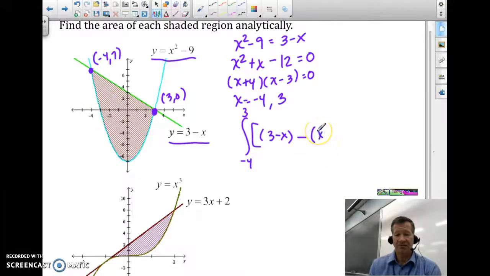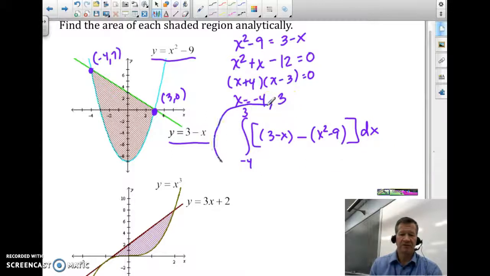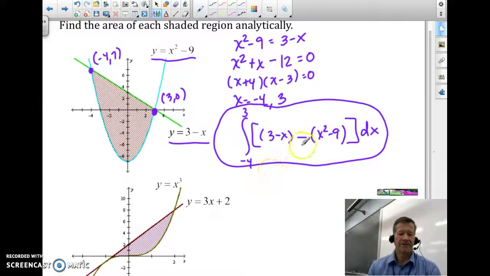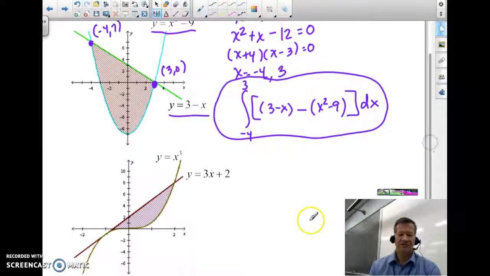Notice I'm putting it in parentheses. If I'm subtracting, I need to distribute with respect to x. This integral right here will give me that shaded area. Okay? Now, let's go to our calculator just to evaluate that real quick, see how big that area is.